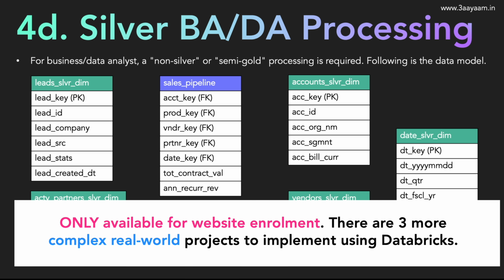The final processing is for BADA, or business analyst or data analyst. So for business and data analyst, non-silver or semi-gold processing is required. Why is it called non-silver or semi-gold? Because he'll be performing some amount of transformation here. Apart from data curation or data cleansing or enrichment, he'll have to perform some more additional processing.